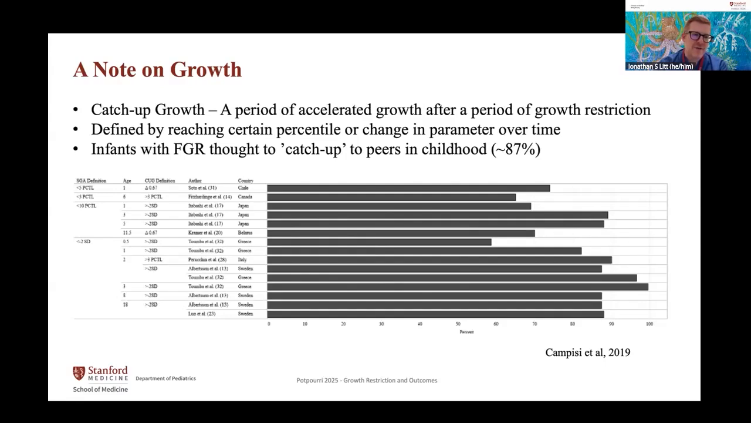And so these are different ways of defining that by percentage of birth weight for gestational age. The age of the child, and what the catch-up growth definition was. Is it a difference in terms of what their growth is doing, or is it percentile based? And then the country where they live. And you'll see that there's a variation in terms of the number of children who have, quote unquote, caught up to where they should be by the various ages here.